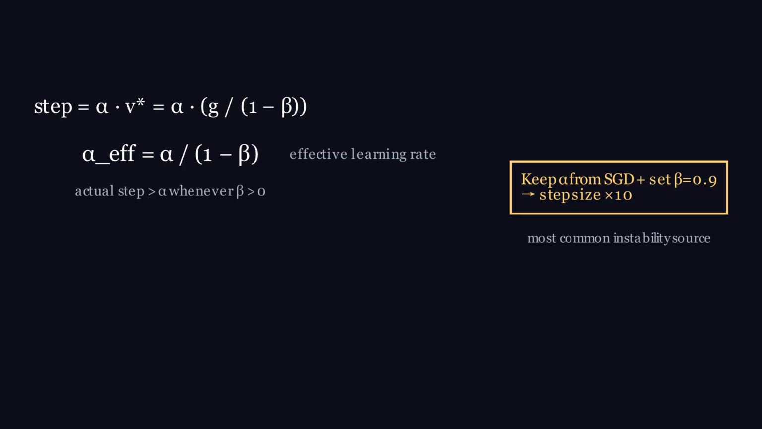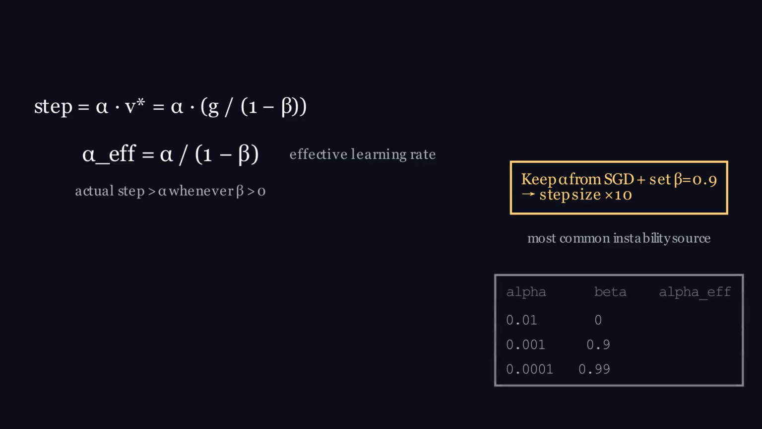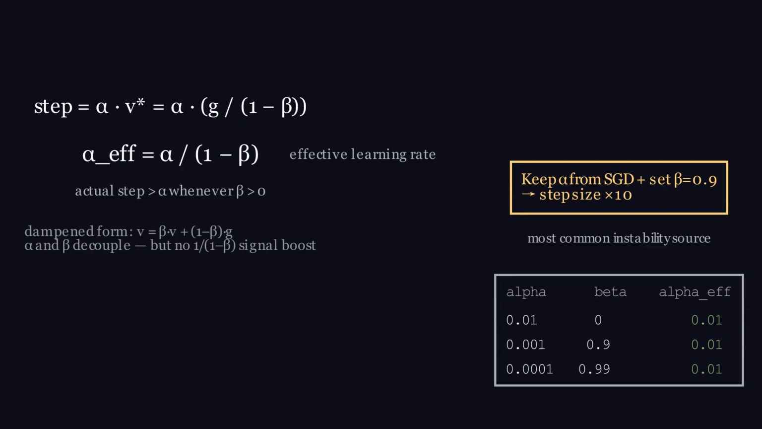If you copy alpha from a working SGD run and add beta without adjusting, you have silently multiplied your step size by 10. This is the most common instability, misdiagnosed as momentum being unpredictable. The fix is straightforward. When you increase beta, scale alpha down by 1 minus beta to keep alpha effective constant. The table shows 3 equivalent alpha-beta pairs that all produce the same effective learning rate.